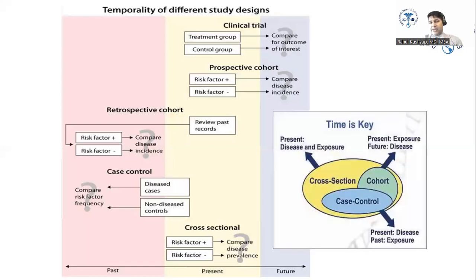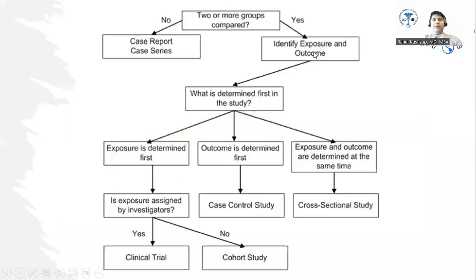Time is key, as I mentioned. This was a part of the picture I was showing you. In case control, disease is happening now, and you go back into the past to ask about exposure. In your cohort design, usually you have the exposure first and disease later. It can be prospective or retrospective. In cross-section, both are happening at the same time. Just a repetition of what I just said.